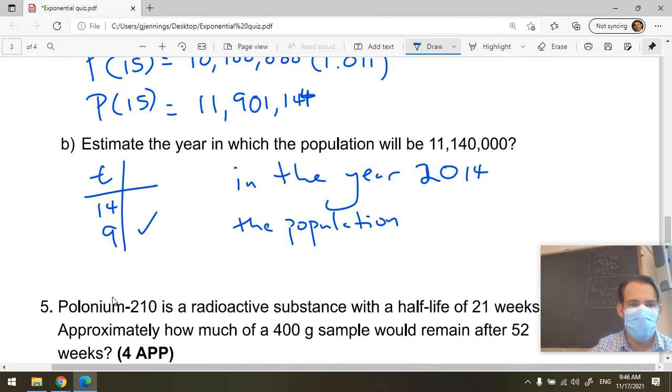Where? It's a T. That's a T. T for time. Yeah. In the year 2014, the population will be this. Okay.